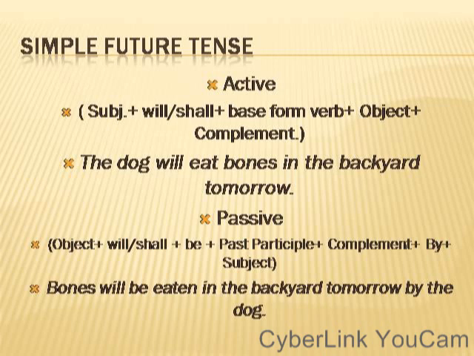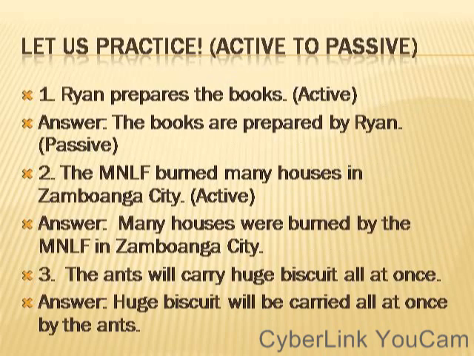So the word bones is the object. Now it becomes the subject, using the will plus the be plus the past participle eaten, the complement in the backyard tomorrow, and plus the by plus the subject. So let's do practice. Active to passive.